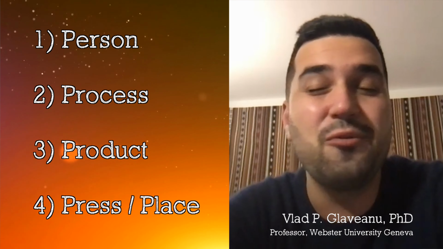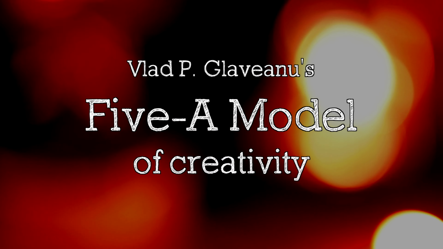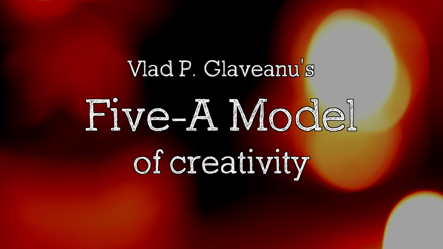A traditional model continues to be the 4P model of creativity, which is person, process, product, and press or place. Press is actually quite indicative of how many people think about the environment as something that constrains you and pressures you into either creating or stopping your creativity. So how can we think in a more integral way of these elements?